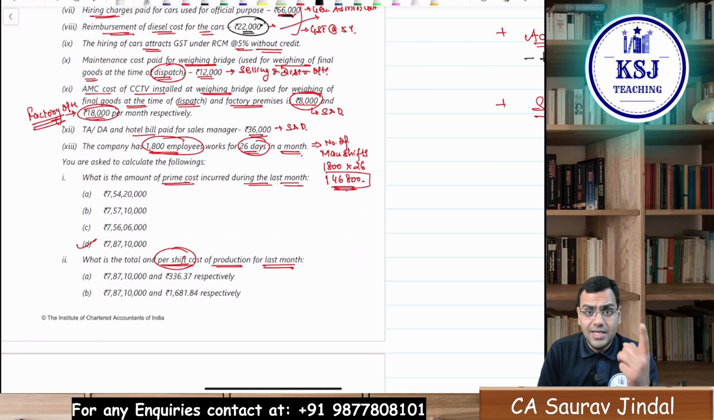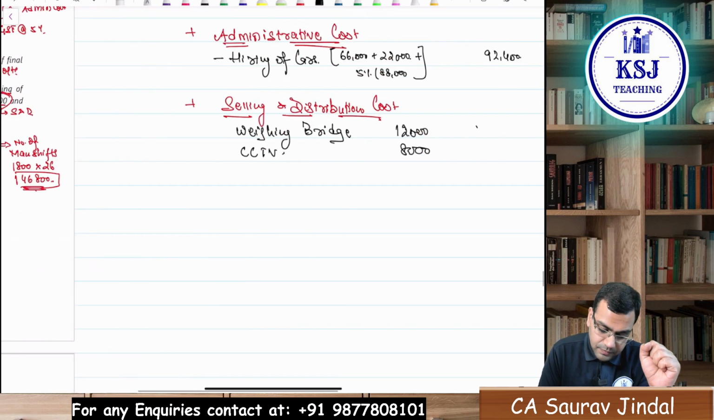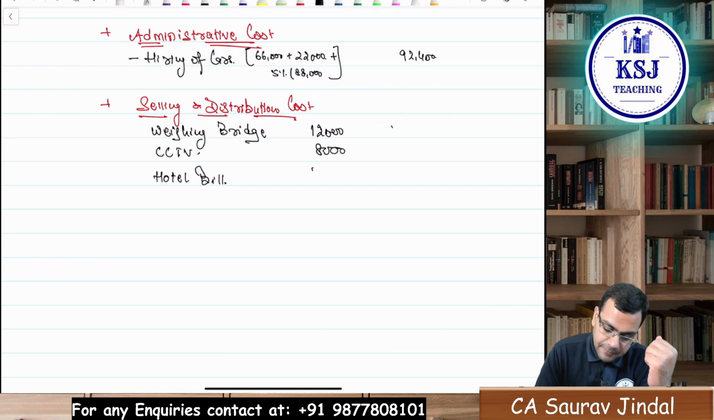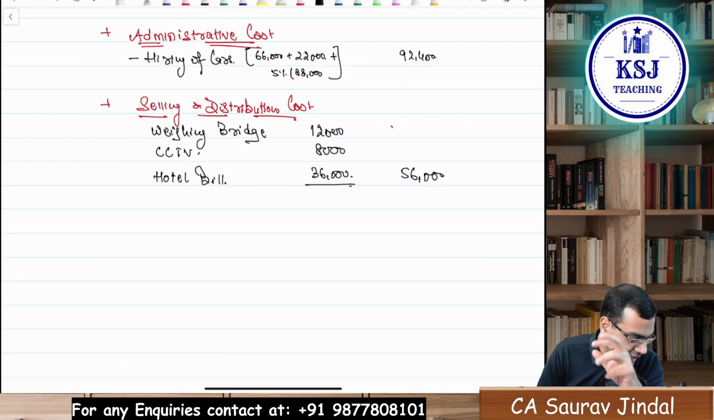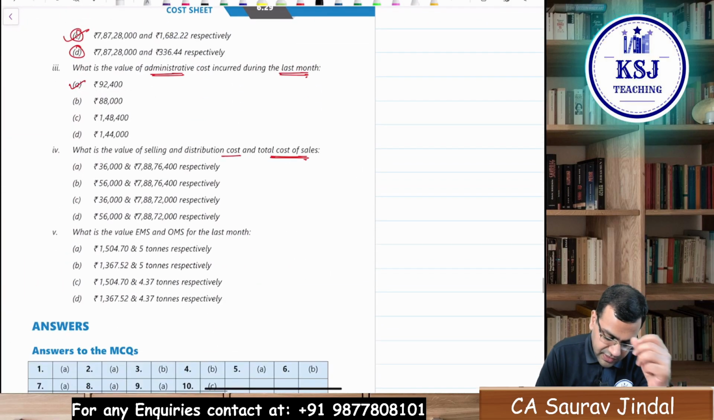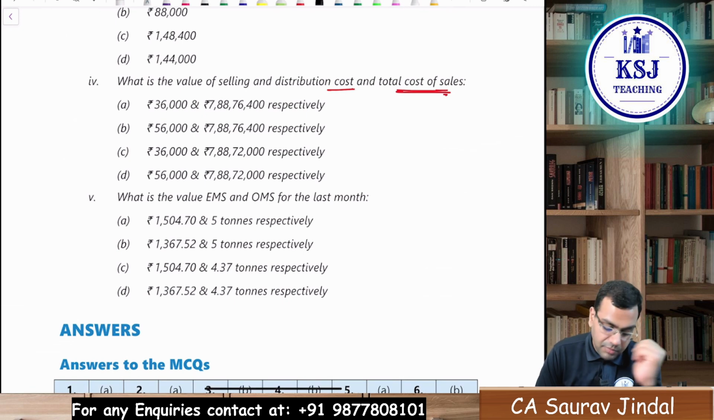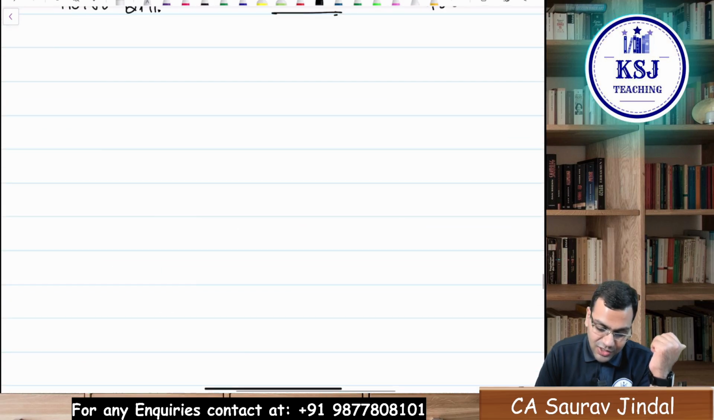Yes, sir. Sales manager TADA and hotel bill. Hotel bill of how much? 36,000. So all this is related to your sales and distribution. So total here will be 56,000. Correct? So this is your selling and distribution cost, 56,000. But the problem is we have two options, either option B or option D. So you'll have to calculate the cost of sales now.